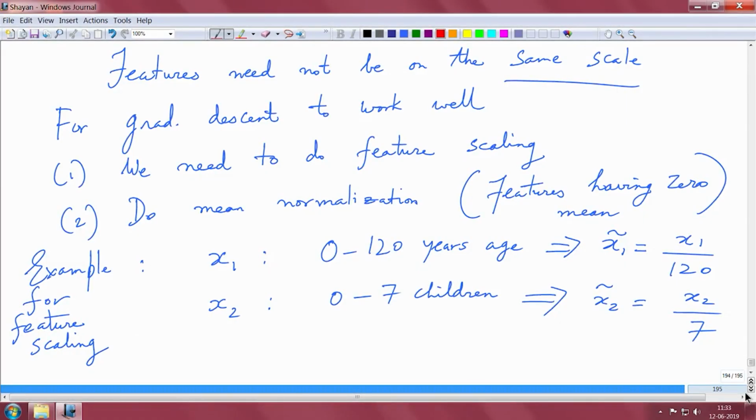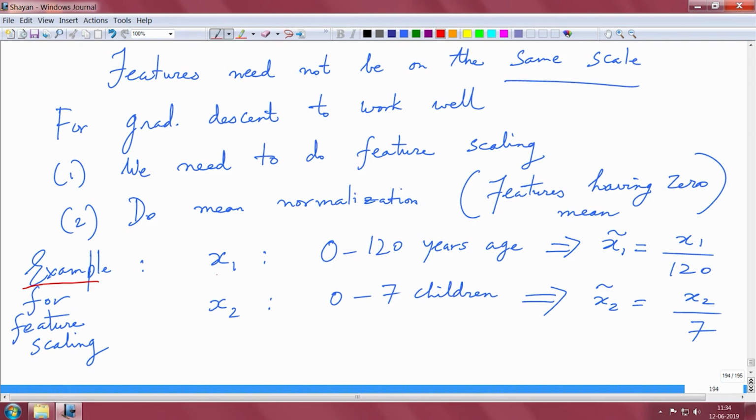So, we can have various attributes, and these attributes may not be on the same scale, for which we will have to normalize. So, there are two steps that are very important for the gradient descent algorithm to work. One is scale normalization, the other is mean normalization. So, we will discuss both of these quantities. So, first is the feature scaling. So, let us take this example for say two variables.